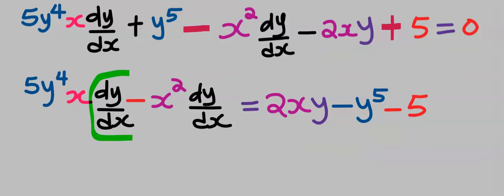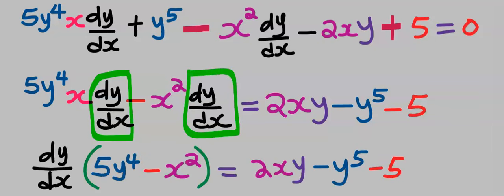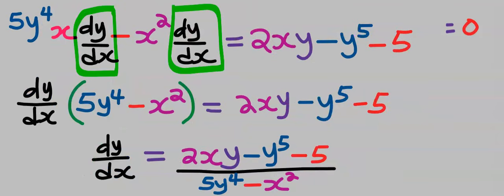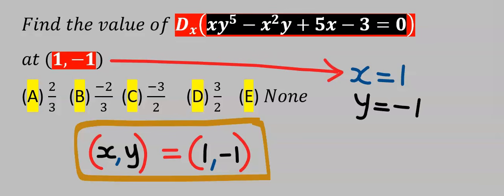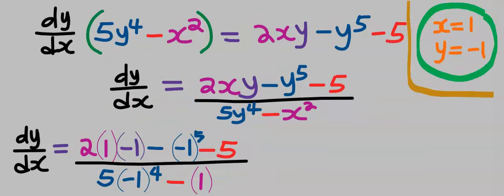Next, factorize dy dx out. Next, make dy dx the subject. When we move this across, it will divide. Hence, this is our dy dx. However, from the question, we are given that x is equal to 1 and y is equal to minus 1. Wherever I see x, I'm going to put 1, and wherever I see y, I will now put minus 1.